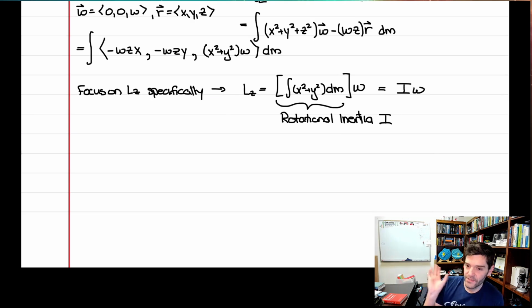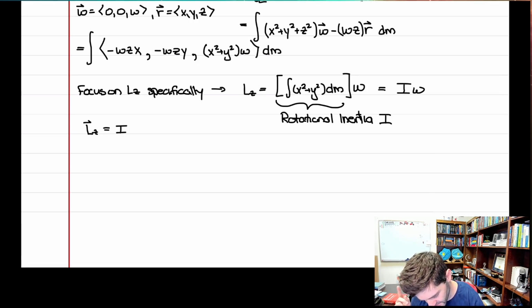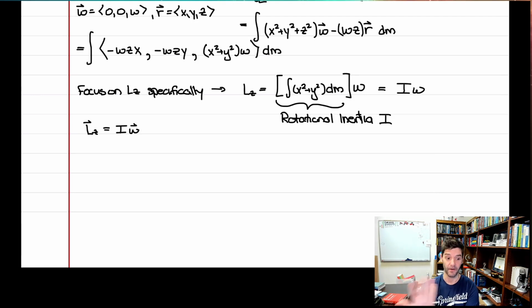And by focusing on just this component here that is parallel, anti-parallel to the rotation axis, notice that if we want to think of this as a vector, the z component really is I times omega, where it is parallel to the rotation axis in this case. But really what we're doing is we're constraining ourselves to just look at a particular component of the angular momentum.